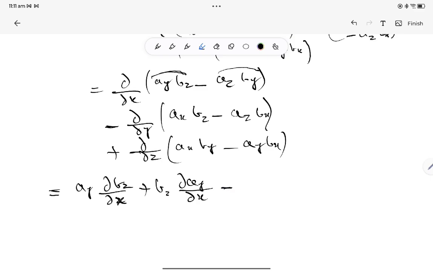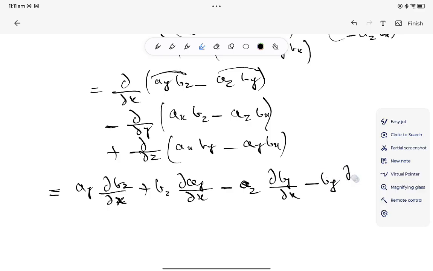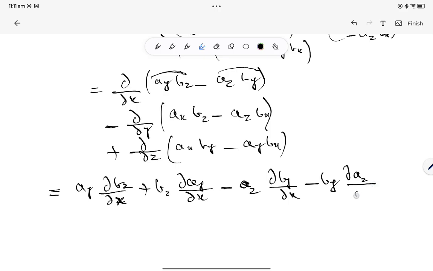Minus, then minus this. Now differentiating this, leaving a_z as such, a_z into del b_y by del x, then minus, which minus, this minus will proceed ahead, and you will have b_y del a_z by del x. These are the 4 terms yielded by this.